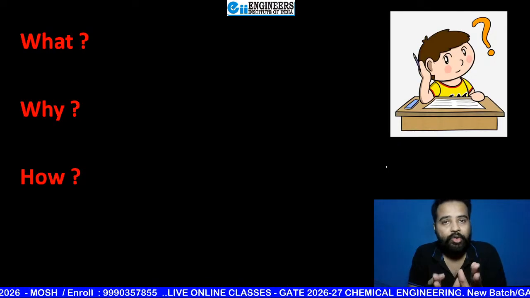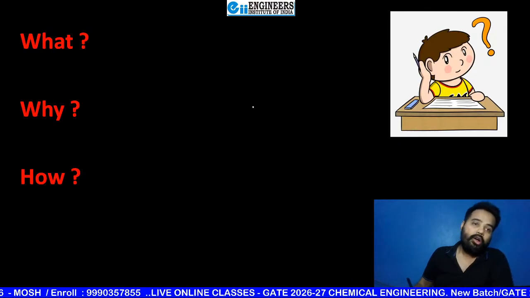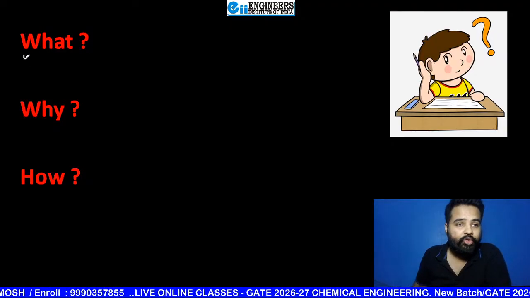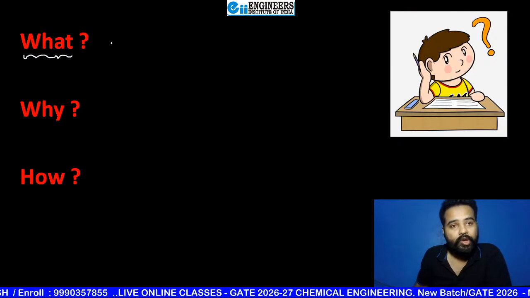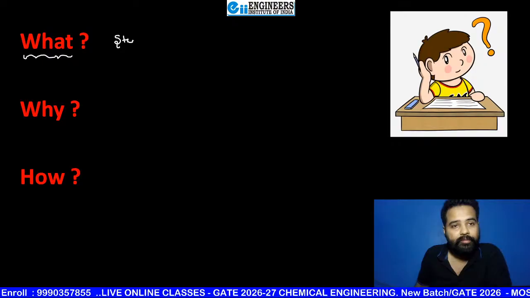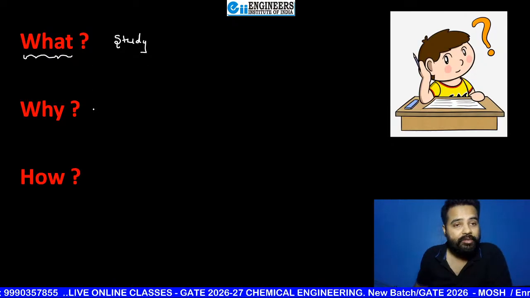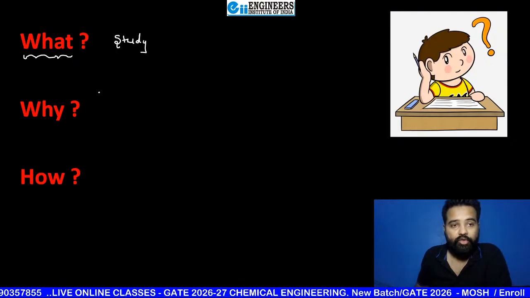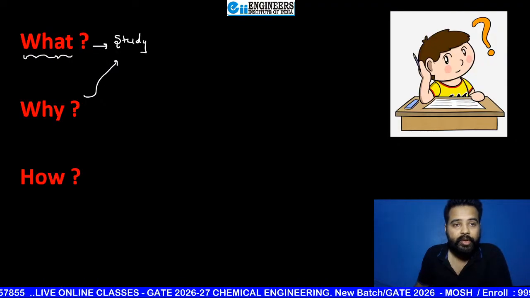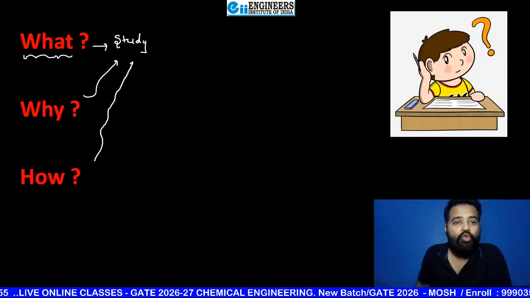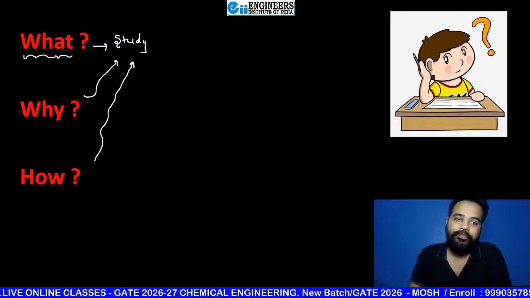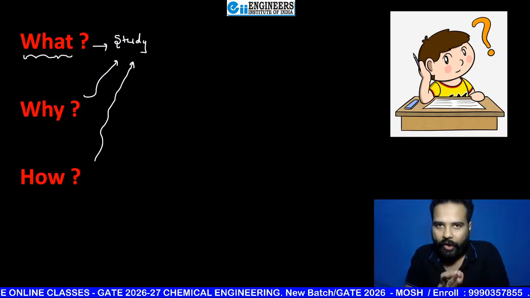So now, you know, whenever you are going to start any subject, beta, three questions must come in your mind. What we are going to study, why we are going to study, and the third one, how we are going to study. What, why, and how.